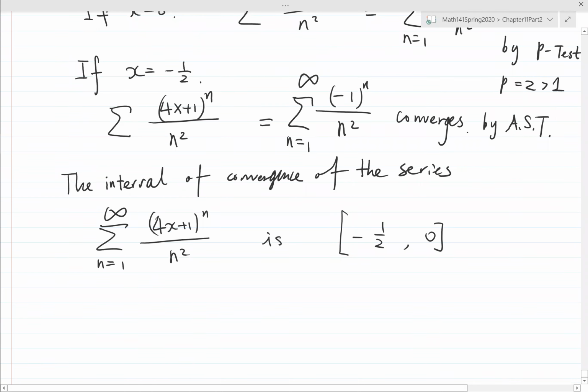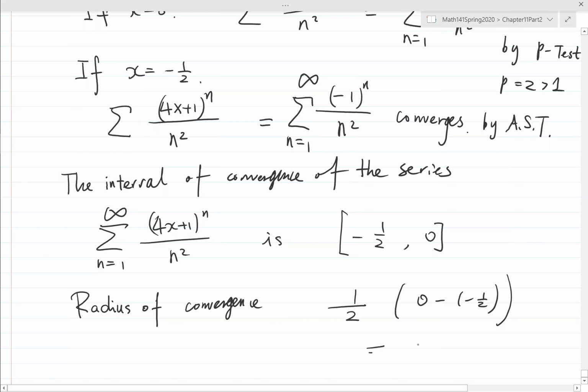Okay, now the radius of convergence. We have the interval -1/2 to 0. The radius is half of the length of this interval. So the radius of convergence is 1/2 the distance, 0 minus -1/2. So we finally get that this is actually a quarter, half of the distance.